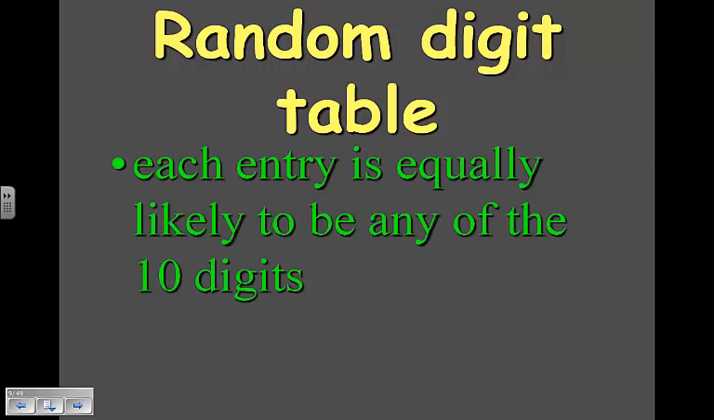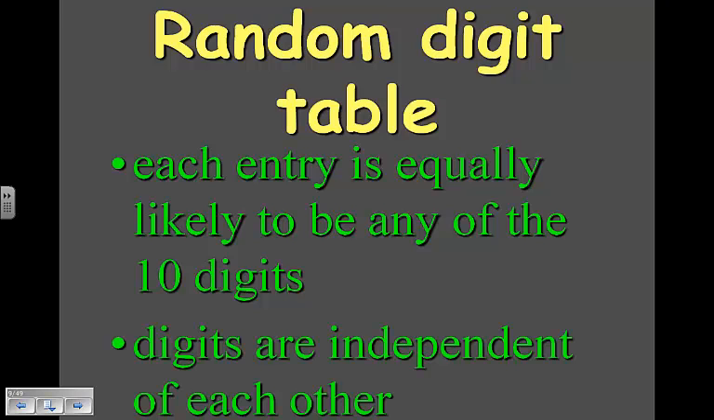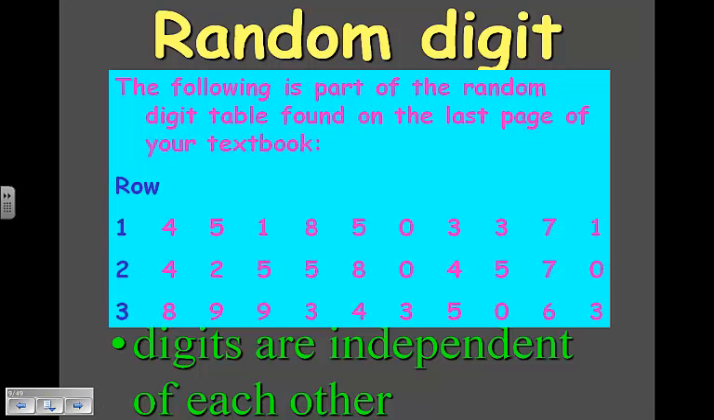Now, that leads us in: how do we guarantee randomness? Well, one of the ways on the AP exam that we guarantee randomness is using something called a random digit table. Every entry in the random digit table is equally likely to be any of the 10 digits. And the digits are independent of each other. Right? There's no dependence whatsoever. There's a random digit table in the back of your statistics textbook, and we're going to be using that a lot. So here's a part of it.